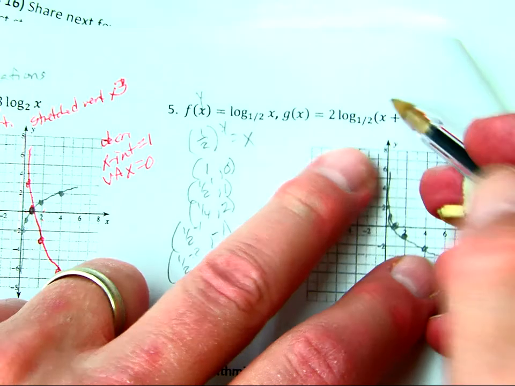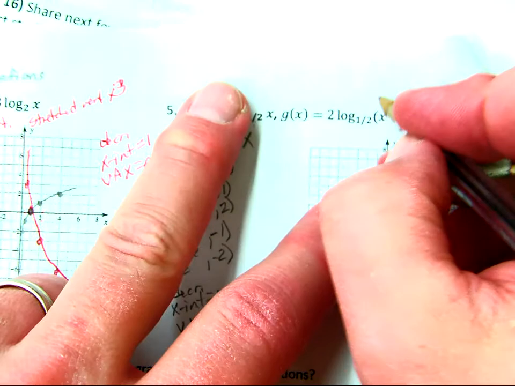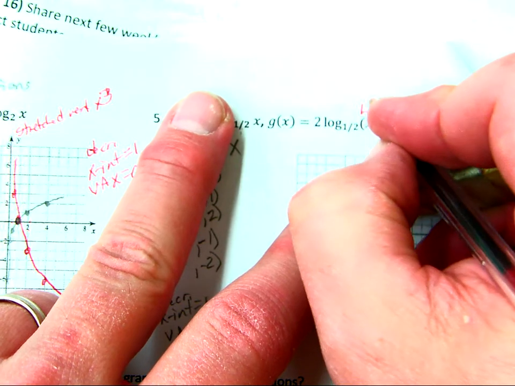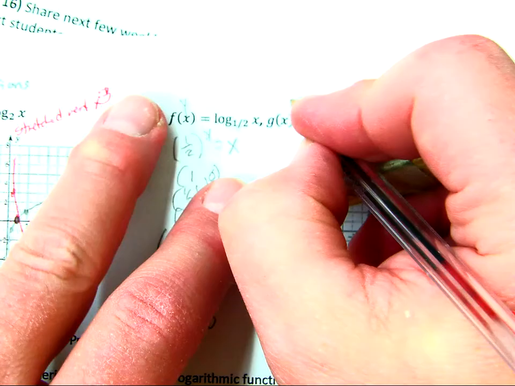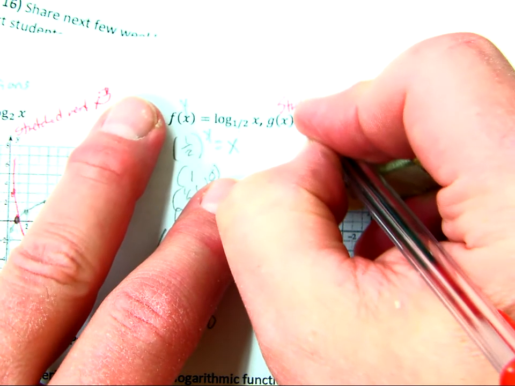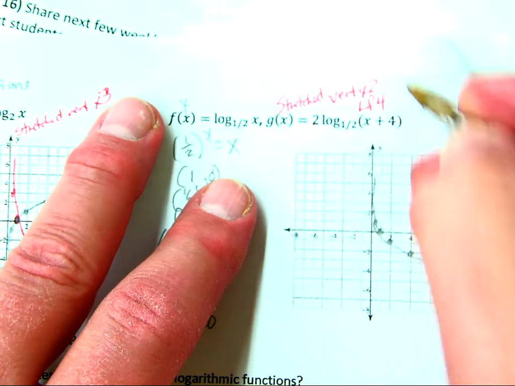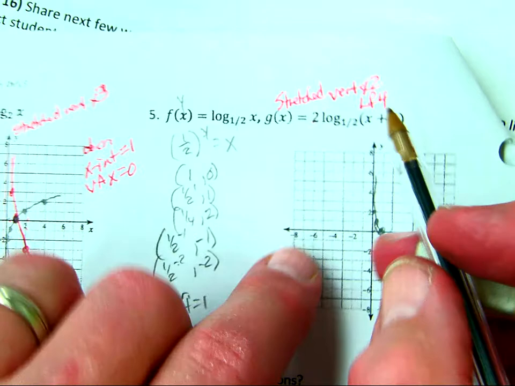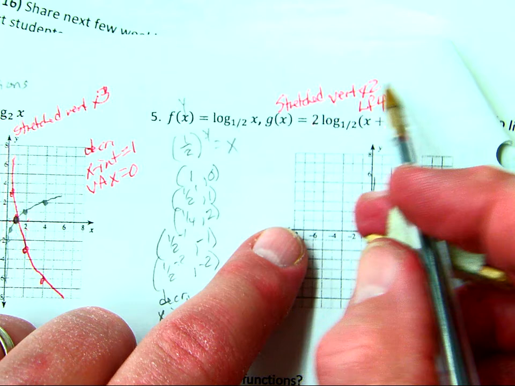Now if we do the transformed one, it's got two things going on. Here it's got a plus 4 with the x, so that means left 4. Then it has a 2 out front, so that means stretched vertically by 2. So we're going to go left 4, and then we're going to multiply all the y coordinates by 2.